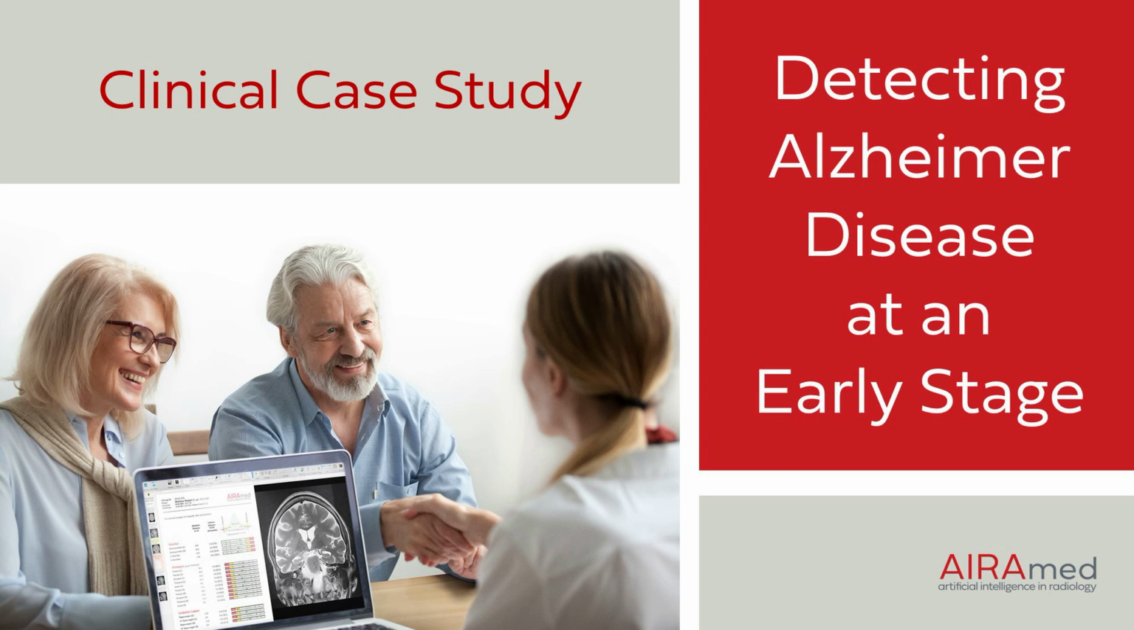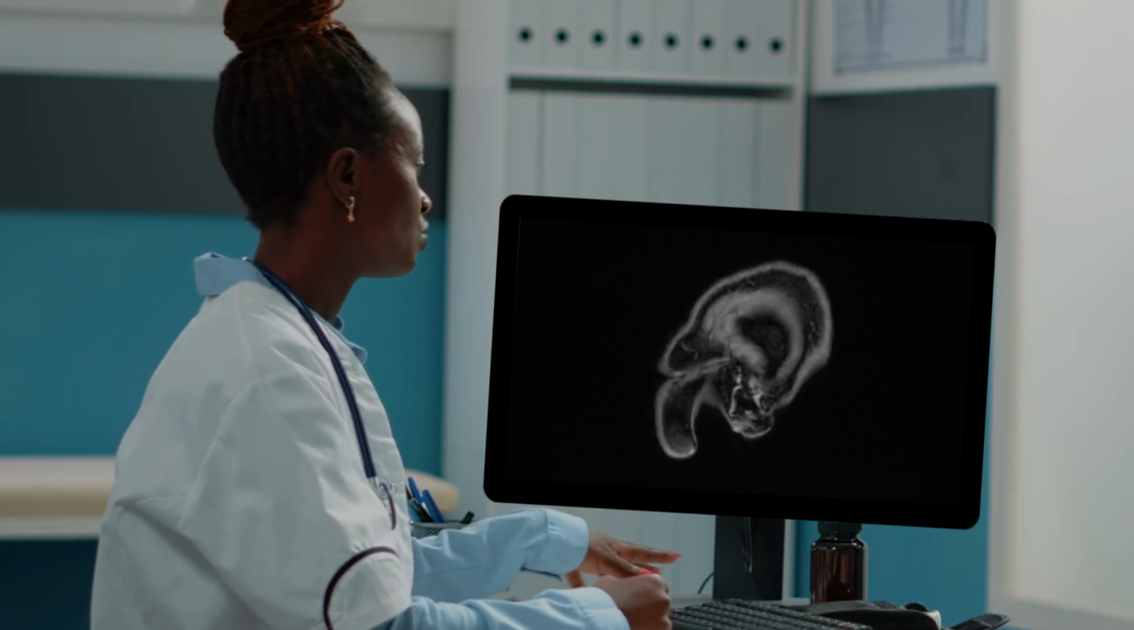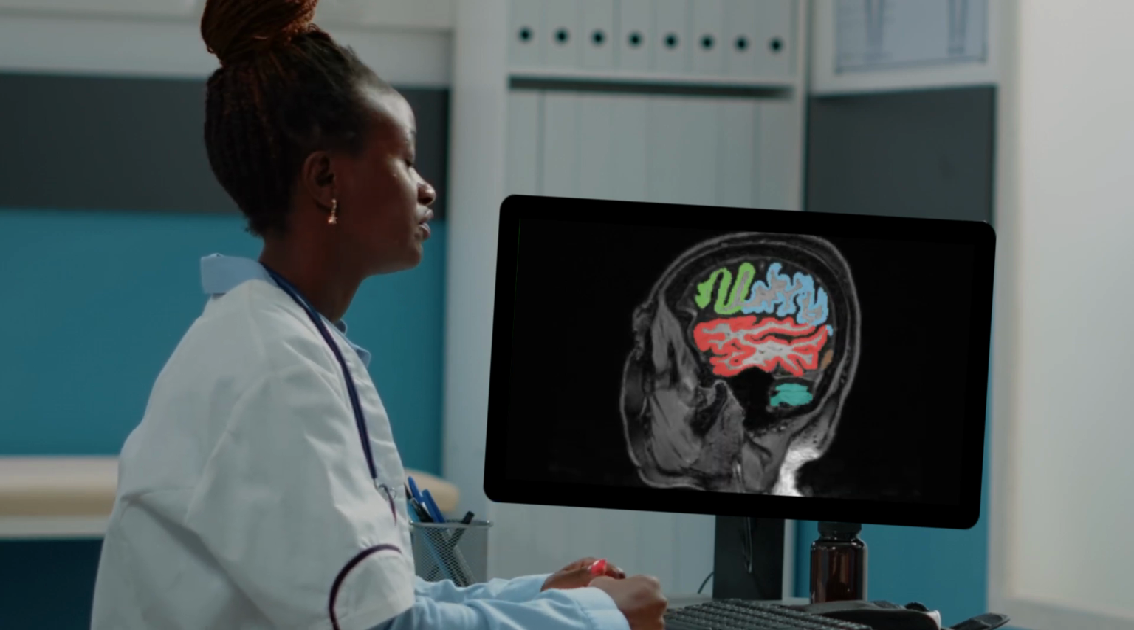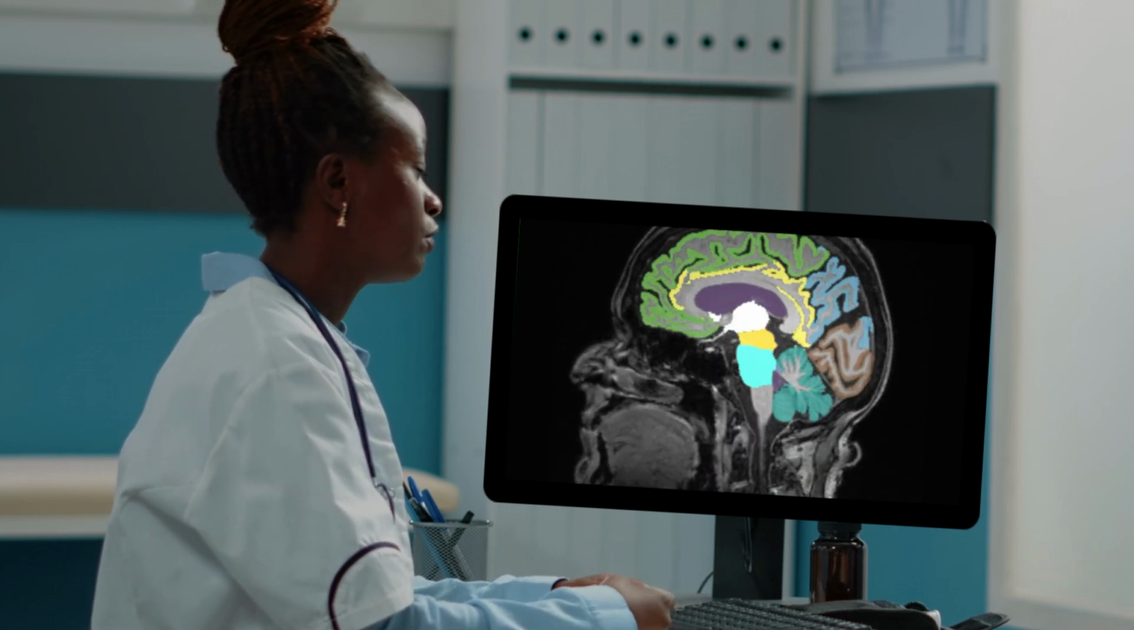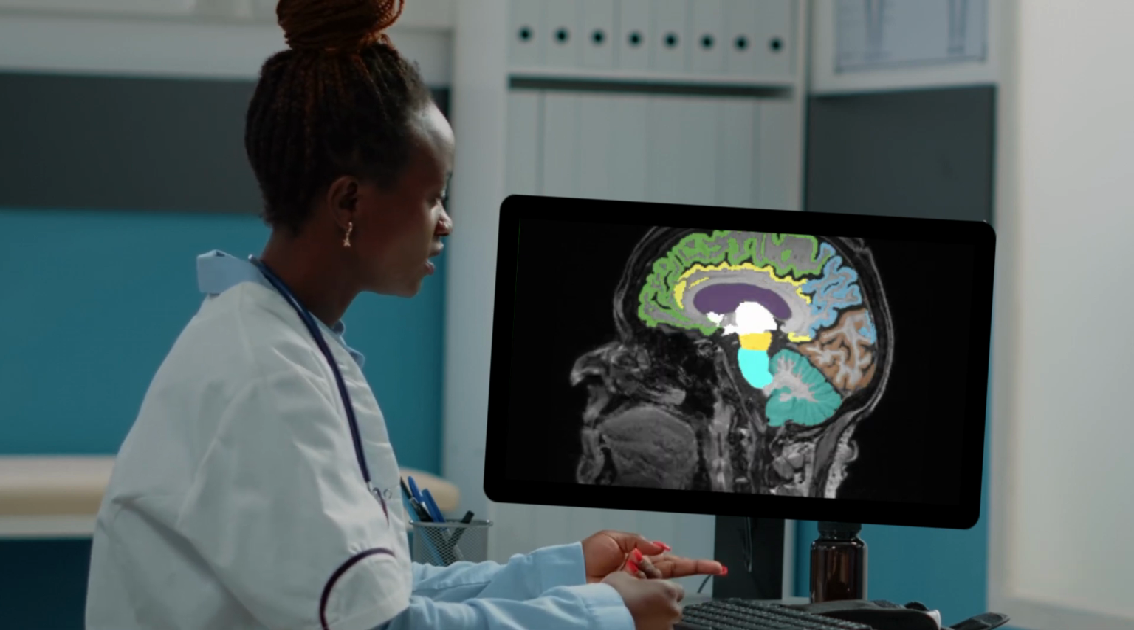Detecting Alzheimer disease at an early stage. A clinical case study. In this case study, we show how the AI software AIRAscore can be used to support early diagnosis of neurodegenerative diseases such as Alzheimer disease.